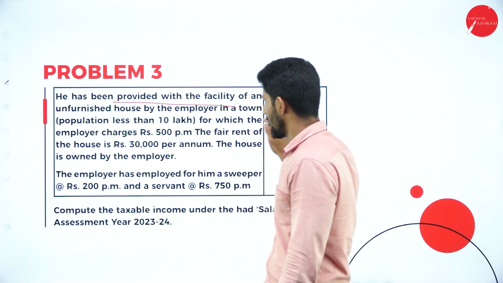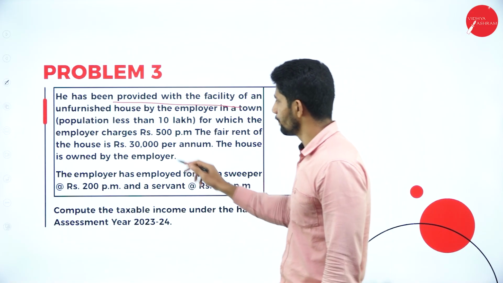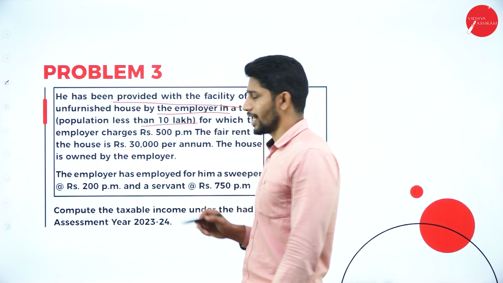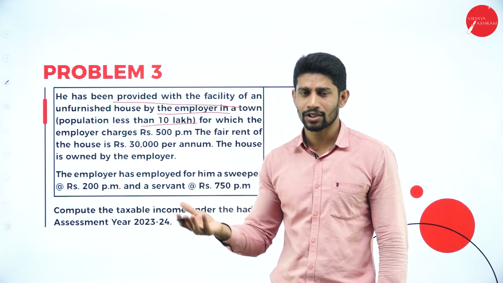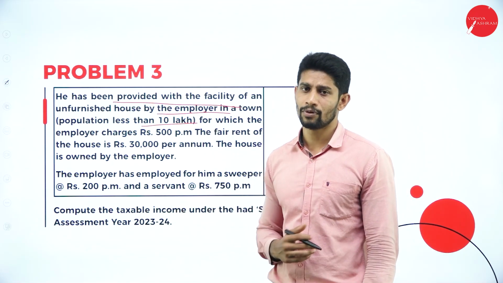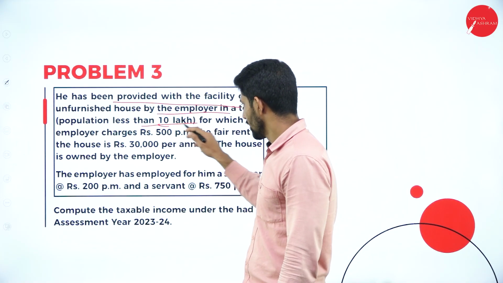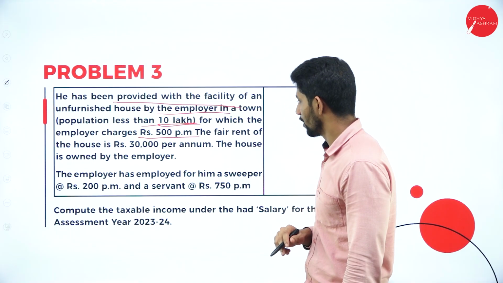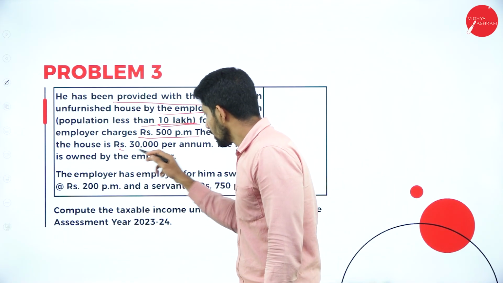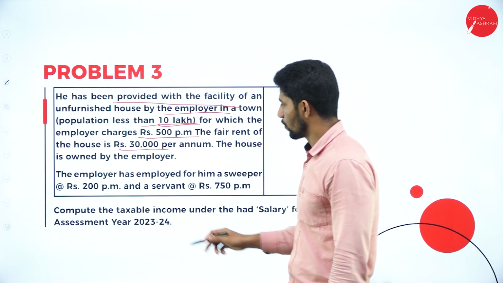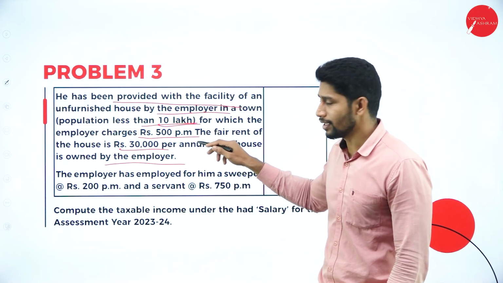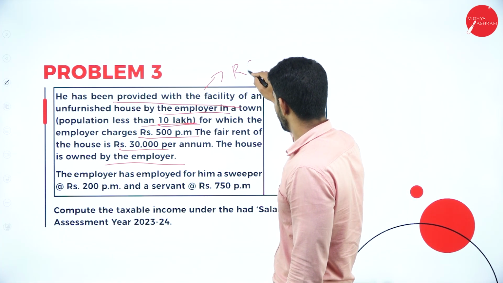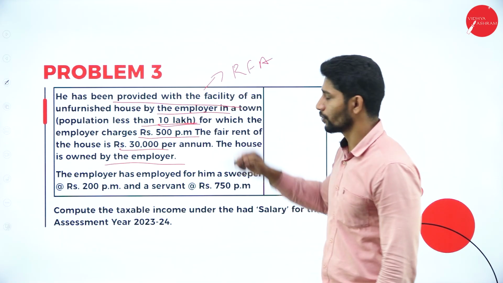Next, he has been provided with the facility of an unfurnished house by the employer in a town with population less than 10 lakh. That means the employer provided quarters to the employee where the population is less than 10 lakh, for which the employer charges 500 per month. The fair rent is 30,000 per annum. The house is owned by the employer. So you can easily understand that this is relating to rent-free accommodation.